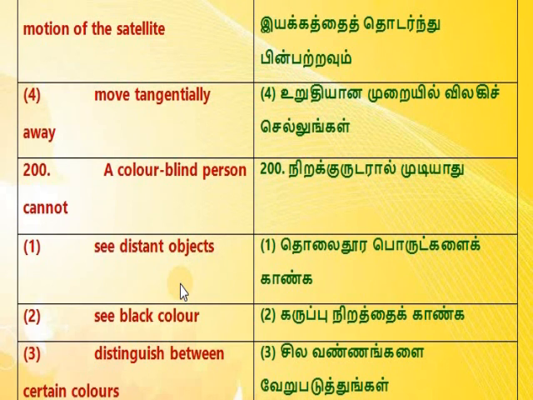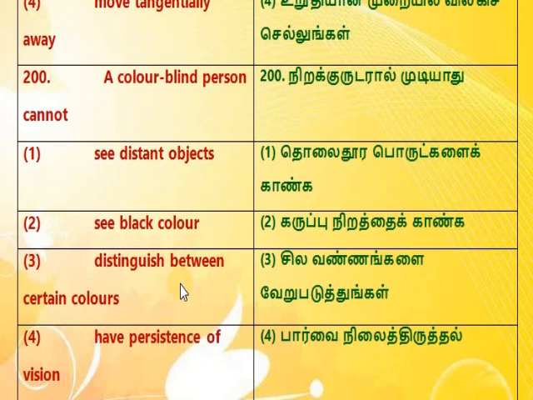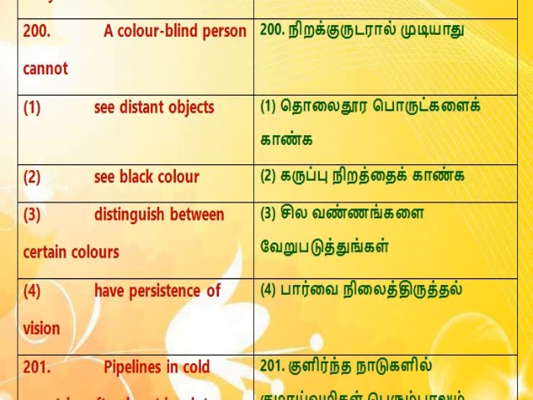200. A color-blind person cannot 1. See distant objects. 2. See black color. 3. Distinguish between certain colors. 4. Have persistence of vision.